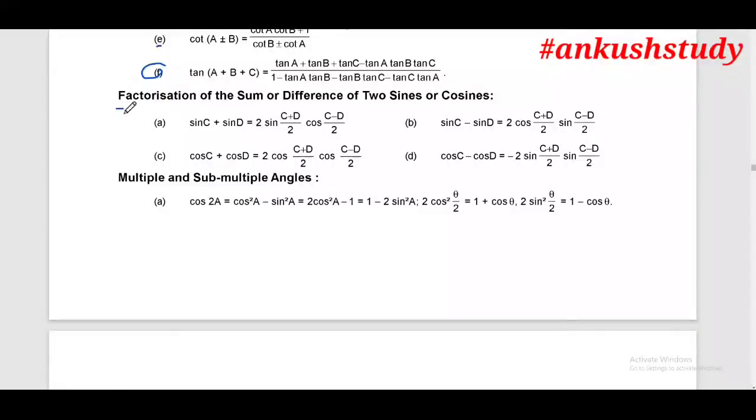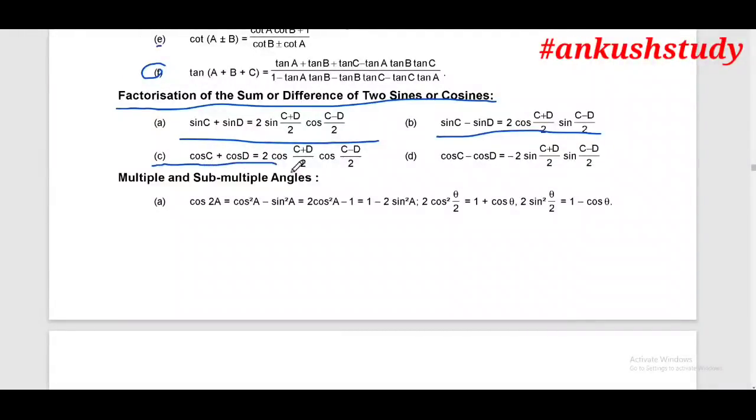And now we move on. Factorization of the sum or difference of two sines or cosines. sin C plus sin D is equal to 2 sin((C plus D) upon 2) cos((C minus D) upon 2). And now this one is sin C minus sin D is equal to 2 cos((C plus D) upon 2) into sin((C minus D) upon 2).